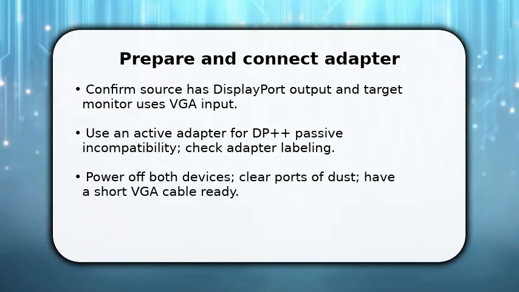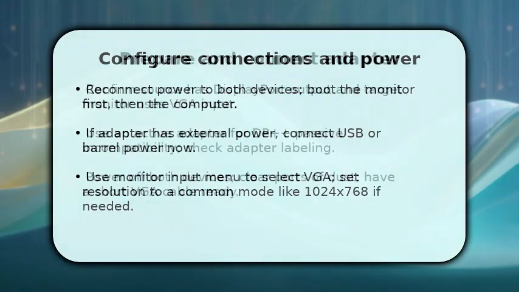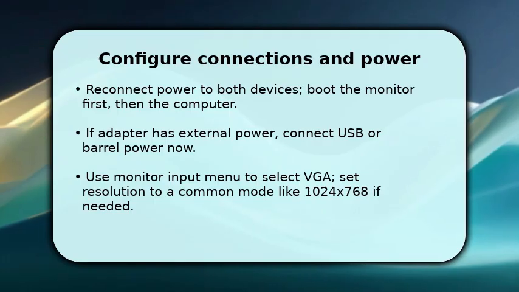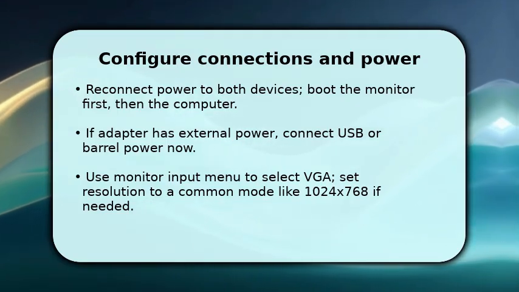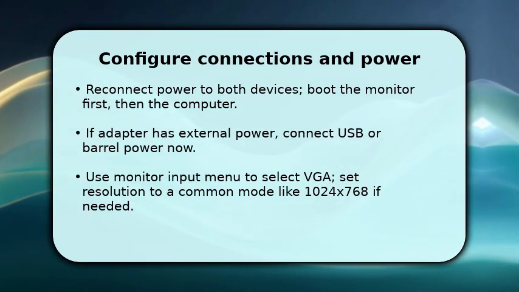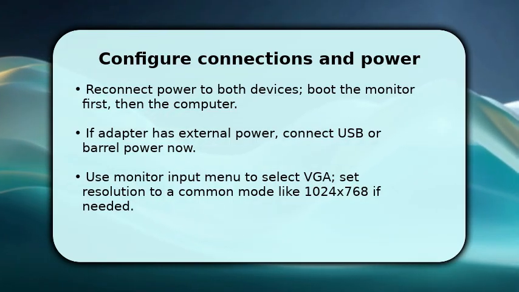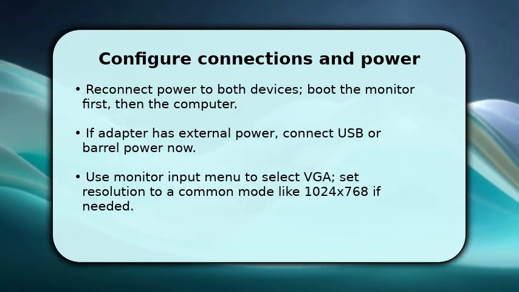Once the adapter and VGA cable are physically connected, power the monitor first and then the computer to let EDID negotiations settle correctly. If the adapter requires external power, plug its USB or barrel connector before the PC boots so the converter initializes. Next, use the monitor's input selection to choose VGA. This forces the screen to accept the analog signal.